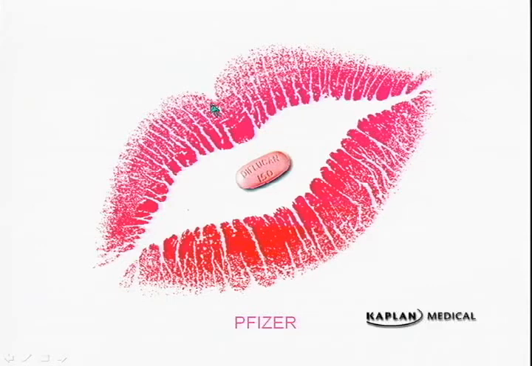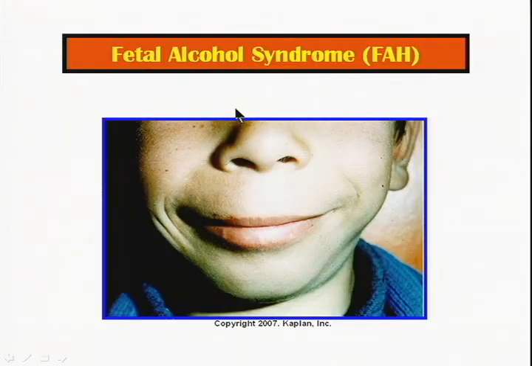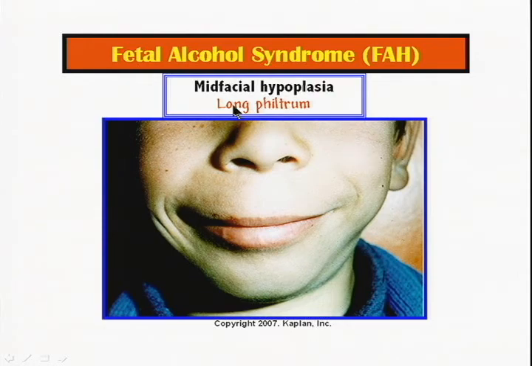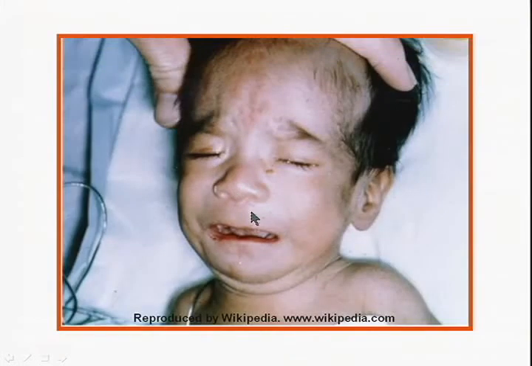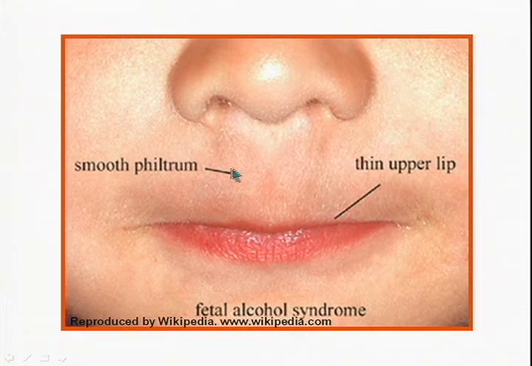But I want you to notice what is called Cupid's bow here. You see this Cupid's bow? That, and here again is the Cupid's bow. You don't see that in children who have fetal alcohol syndrome. They have a loss of Cupid's bow, and they also have a long philtrum. Now this is the philtrum right here, from the bottom of the nose to the top of the lip. You see on this one child here, a long philtrum, and you have the absence of Cupid's bow. Smooth philtrum.